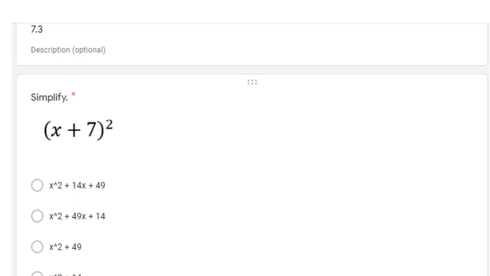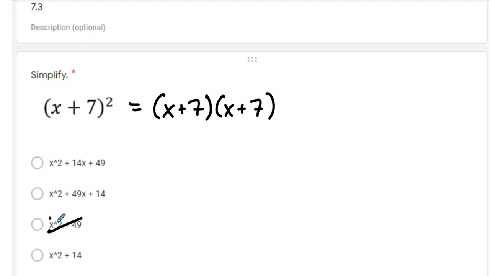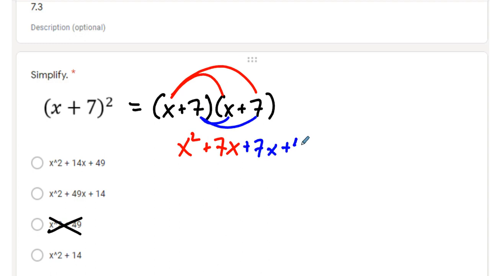Special multiplication. To square means to multiply something by itself. So this is x plus 7 times x plus 7. I saw some of you try to take a shortcut and just distribute the power and do x squared plus 49. Don't do that. You're going to see it's not true. When you multiply this out, x times x is x squared. X times 7 is 7x. Then distribute the 7, 7x. 7 times 7 is 49. When you combine the like terms in the middle, you get x squared plus 14x plus 49. So it should have been that one.